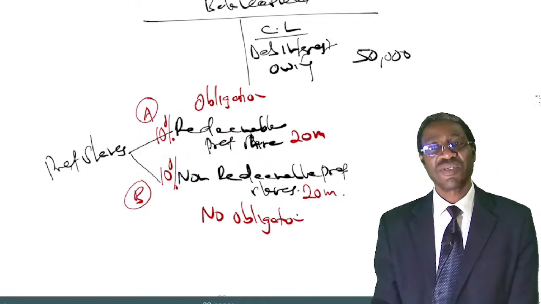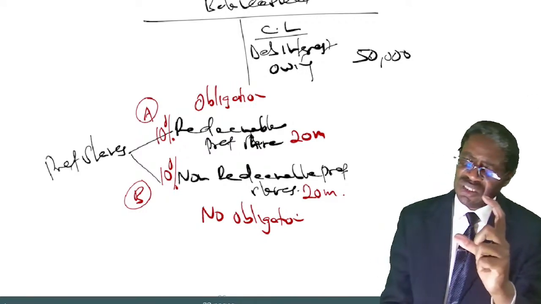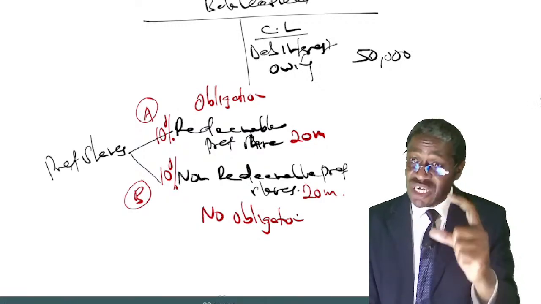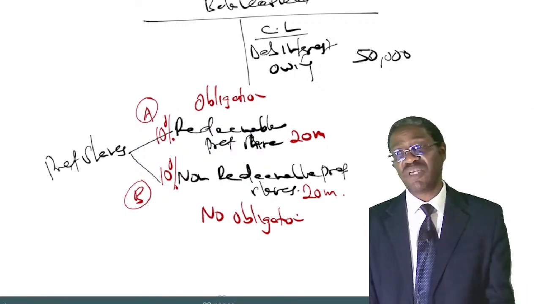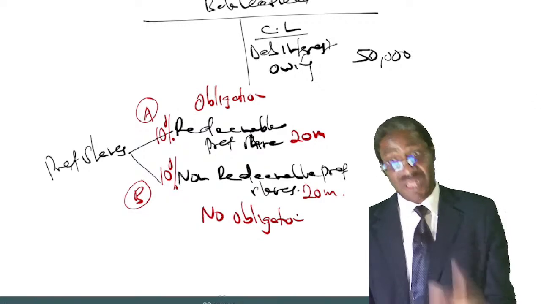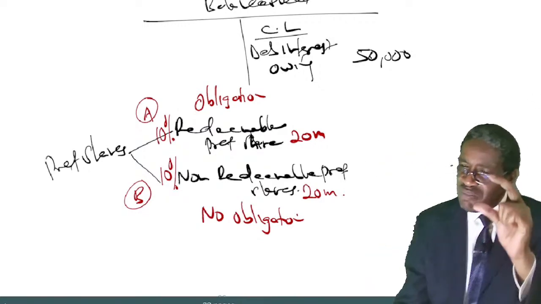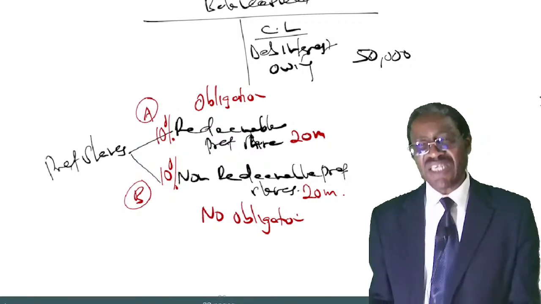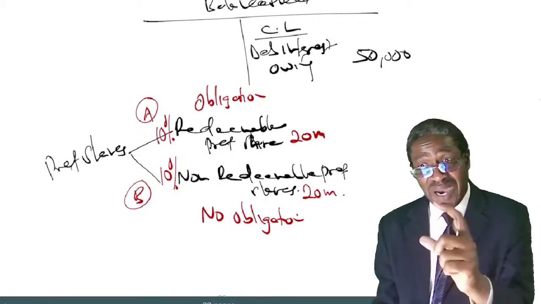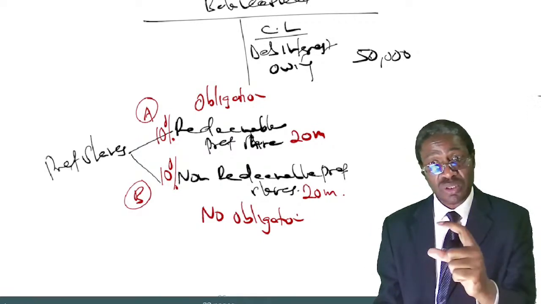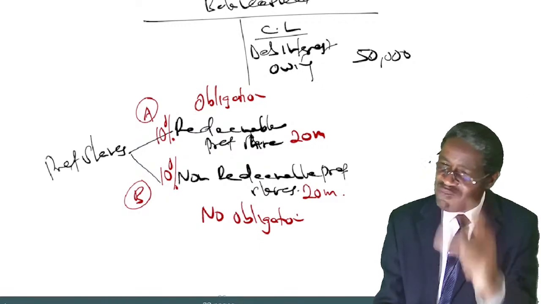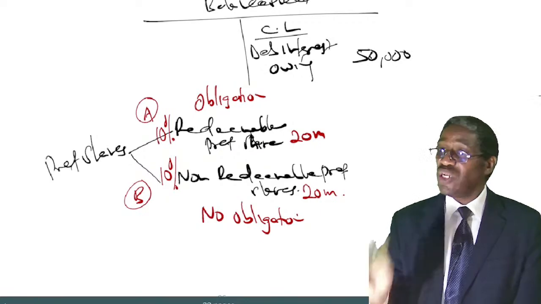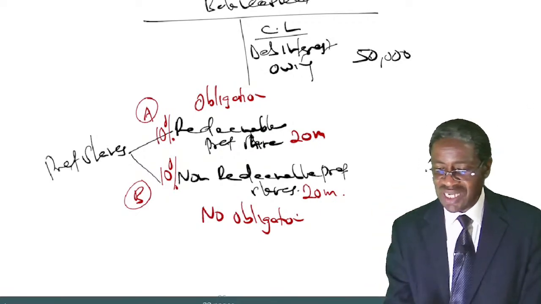Now, because company A had an obligation to pay back the 20 million in future, that 20 million of the redeemable preference shares, you don't take it to the balance sheet as part of capital. No. You will take it to the balance sheet as a liability.